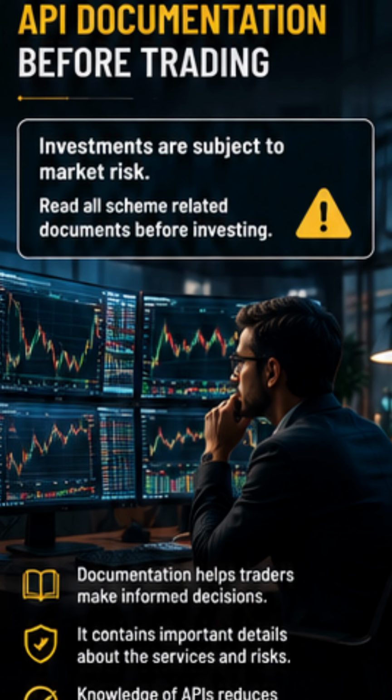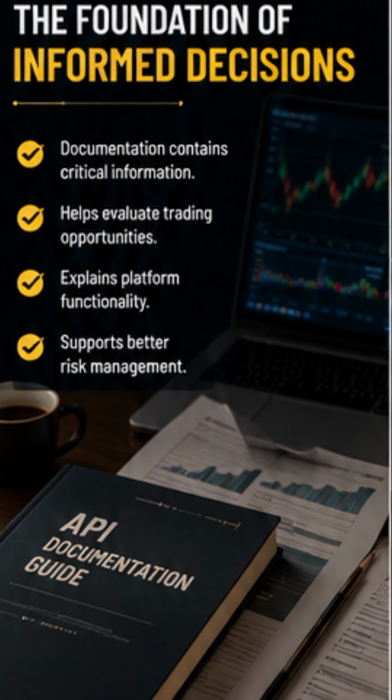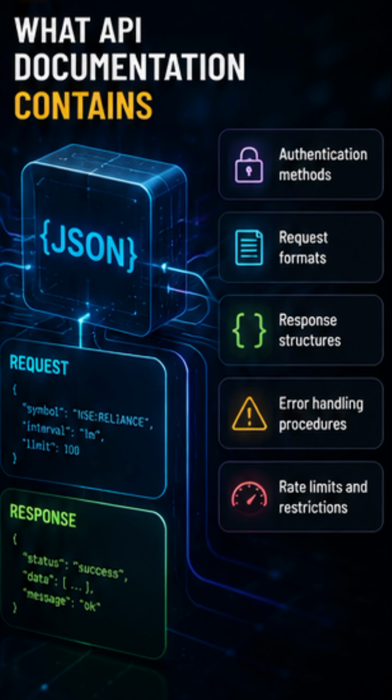And today we are going to talk about API related information. As we know, investments are subject to market risk. Please read all scheme related documents before investing. These lines are mentioned in all investment related communications. So what are these documentations which are suggested by such lines?